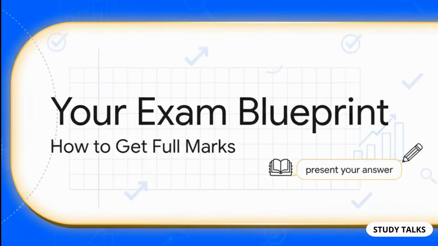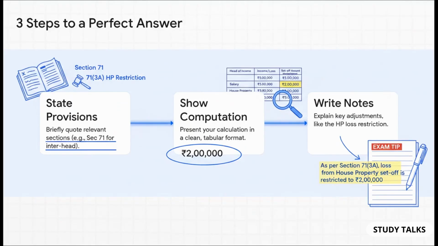But listen, getting the right number is only half the battle. Now let's talk about how you present your answer in the exam hall to make sure you get every single mark that you deserve. This is super important. Just follow this simple 3-step blueprint. First, always start by stating the relevant legal provisions. Mention Section 71 for inter-head set-off. If you really want to impress, mention Section 71(3)(a) for the house property restriction.